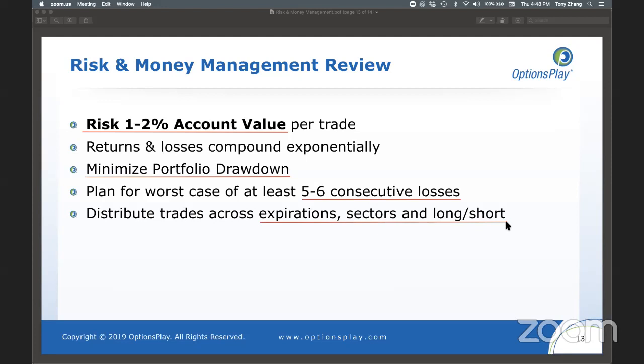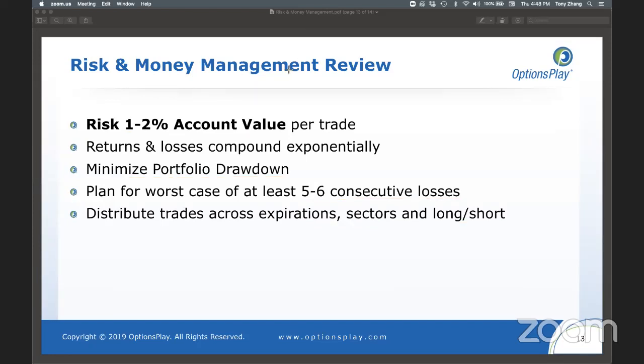And lastly, whenever you're trading options, you want to try to distribute your trades across sectors, across expirations, and also across long and short, so that you don't have too much exposure in a specific expiration, sector, or in long or short. This way you can survive violent weeks like we had this week. Even though you might find yourself wanting to trade more, sometimes it's more important to hold yourself back so that you don't have weeks like this blow up your entire account.